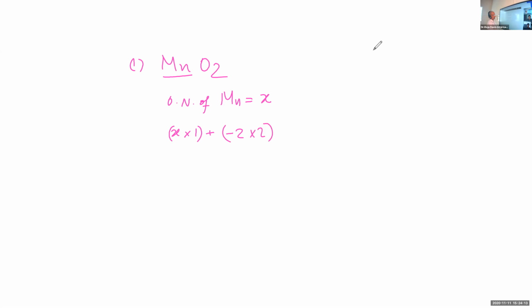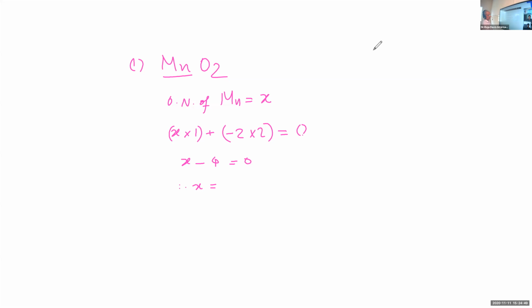This is the sum of oxidation numbers of all the atoms, and this is equal to 0 because MnO2 is a neutral molecule. So that is equal to 0. Now we can easily find out X. So X into 1 is equal to X. Then minus 2 into 2, that is equal to minus 4, is equal to 0. Therefore, X is equal to, you say the value, you find out the value.